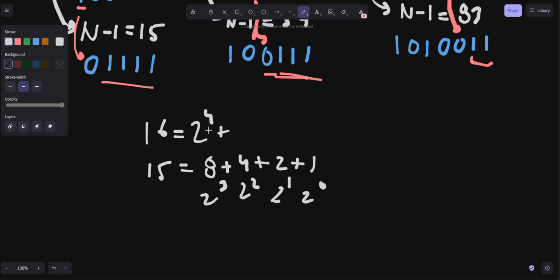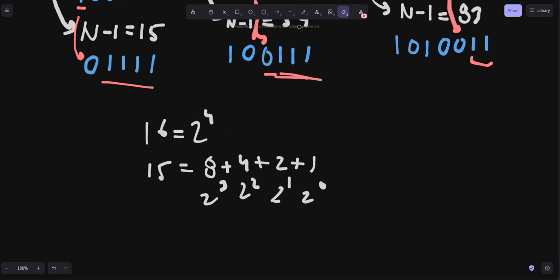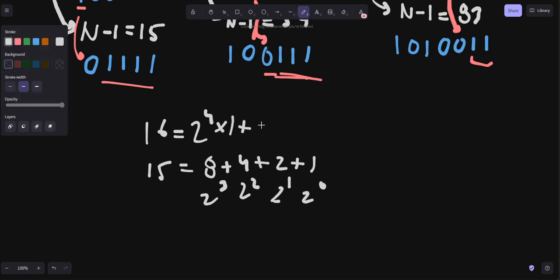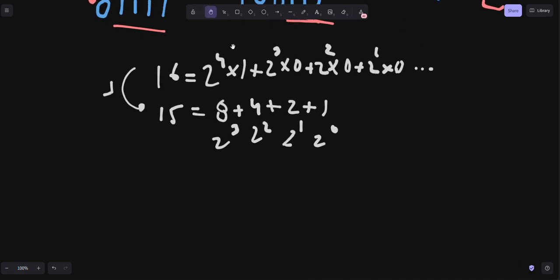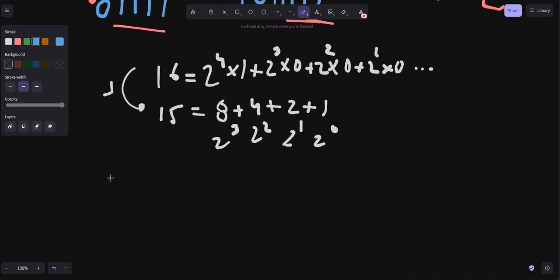And here, can you say that this was 1 plus 2 to the power, and after that everything was 0, right? So 2 to power 3 into 0, 2 to power 2 into 0, plus 2 to power 1, and so on. You can see that if you subtracted 1, the binary digits which were 1 0 0 0 0, everything after that got converted to 1 1 1 1, as this became 0, as 2 to power 4 was removed.